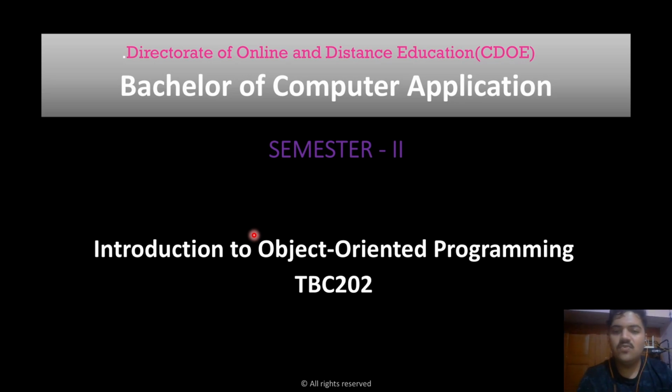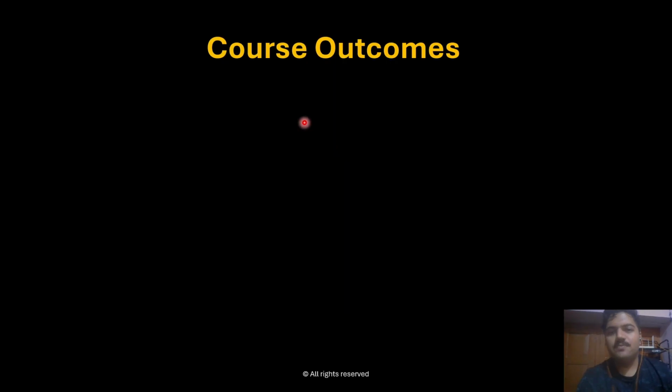In this video, we will be going through course outcomes, which will explain what we will be able to learn by the end of this course, that is Introduction to Object-Oriented Programming TBC 202. And after that, we will also be looking at the unit outcomes for unit number 1, which is also Introduction to Object-Oriented Programming, which deals with the basic concepts of object-oriented programming. So let's get started with the course outcomes.